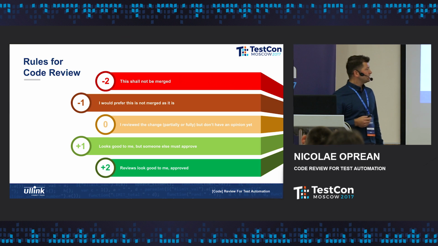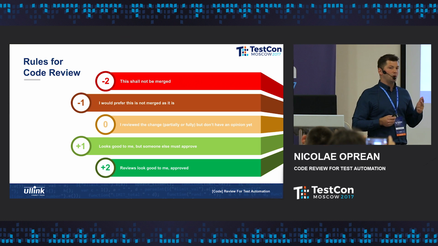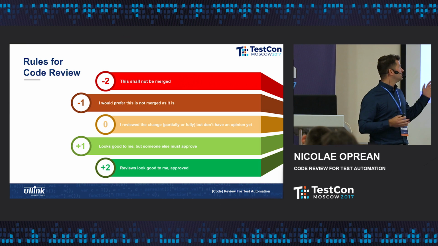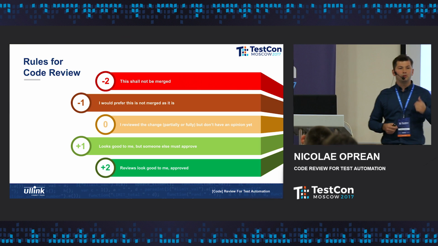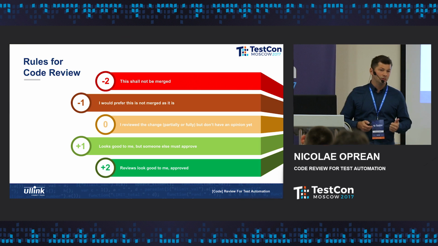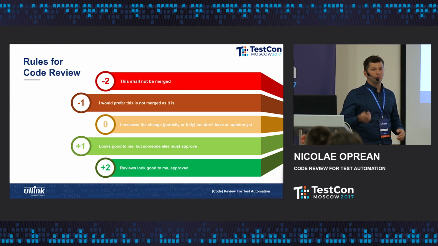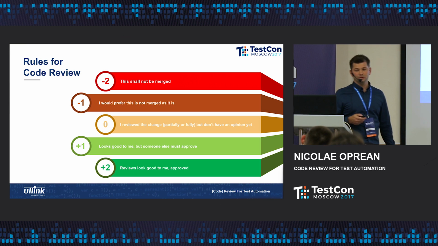We also have this rule that you need at least 3 +1s, and no -2 or -1, obviously. So at least 3 +1s before your change can be submitted, before a reviewer comes and gives a +2.